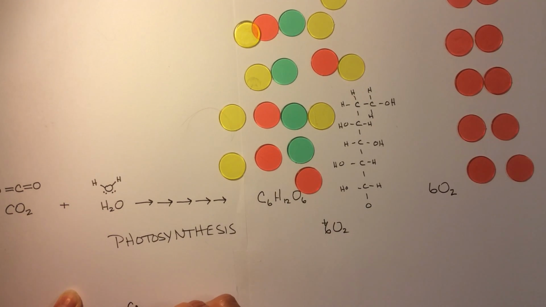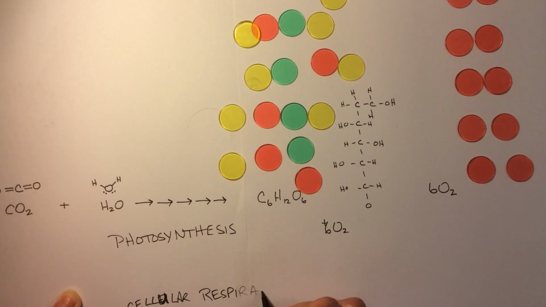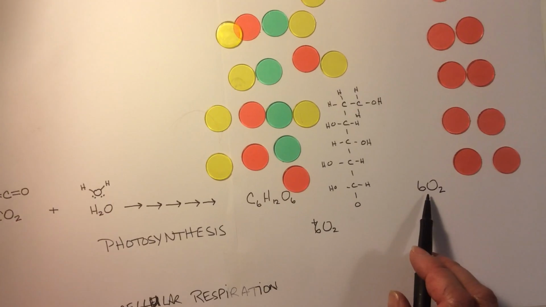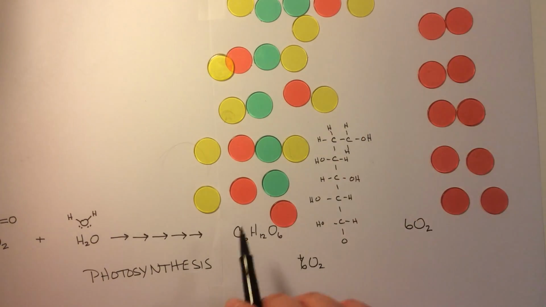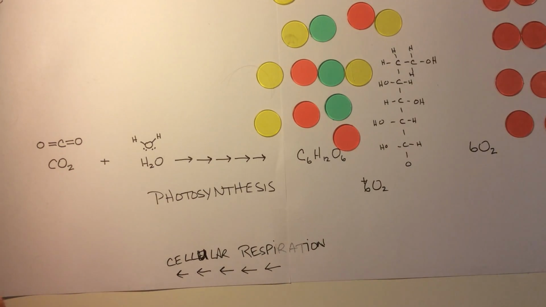The companion to this is called cellular respiration. And this is when we go in reverse. So I start with my carbon dioxide, I start with my sugar, and then through a bunch of steps, and again, that's beyond the scope of this course, what happens in every step, it goes the opposite direction.